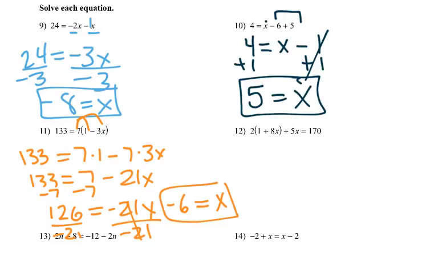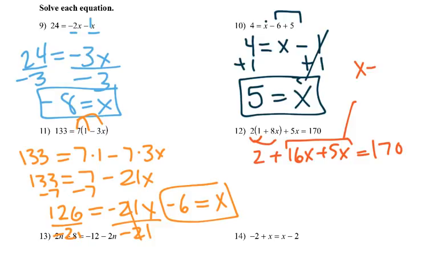Okay, number 12, we just keep doing it piece by piece. Start with the distribution to get rid of parentheses. 2 times 1 is 2. 2 times 8 is 16x plus 5x equals 170. 16x and 5x, I can combine those. Remember, 5x means we have x plus x plus x plus x plus x. And 16x means we have 16 of them.